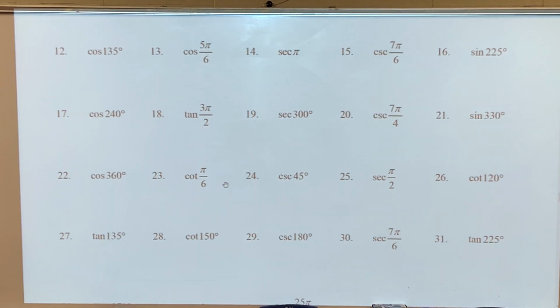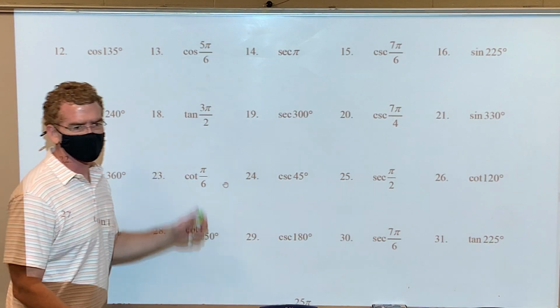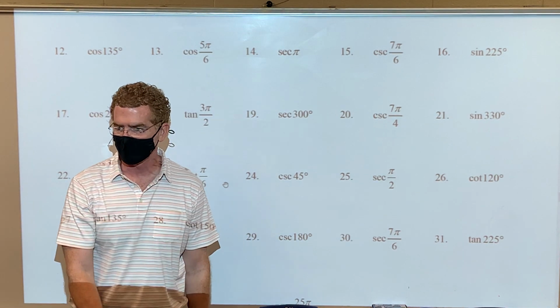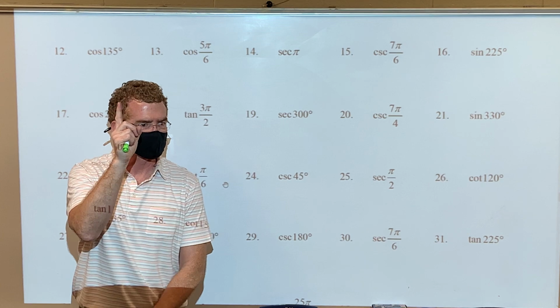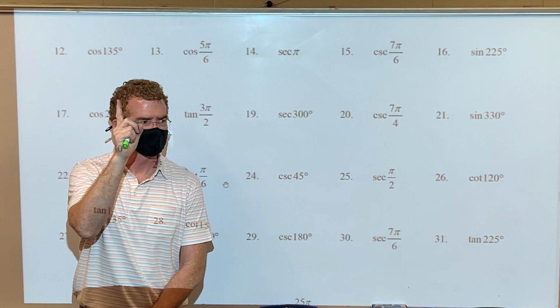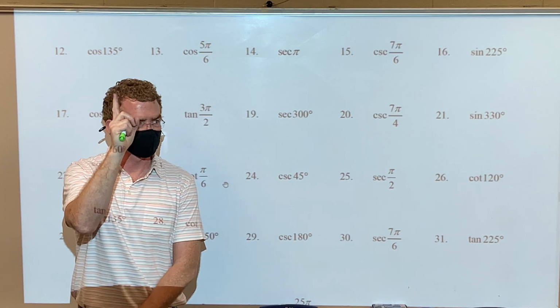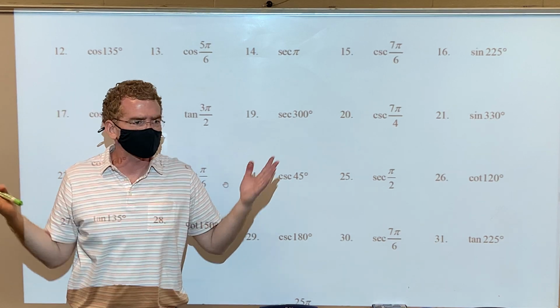Number 18. So tangent of 3 pi over 2. What's going on at tangent of 3 pi over 2? That is straight down. Well, if you memorized your tangents, straight up and straight down on a tangent is what? Undefined. I've memorized that. I don't have to think anymore.